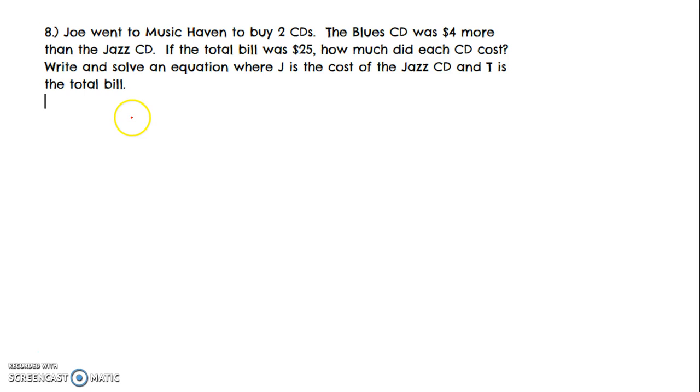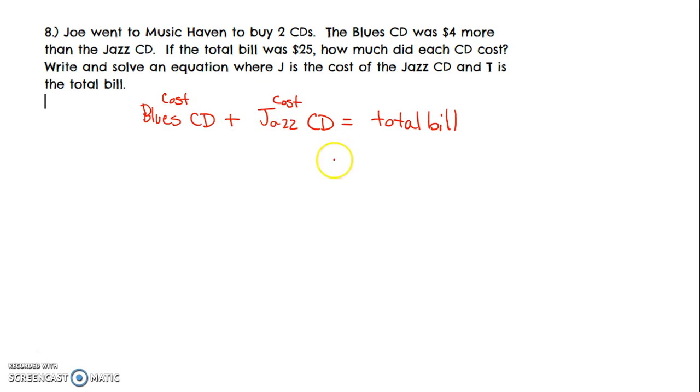Okay, so we know if we take the cost of the blues CD plus the cost of the jazz CD, we'll get our total bill. Right? You take the cost of the first CD you buy, the cost of the second CD you buy, and you'll come up with your total bill. So now we want to use the variables they tell us. Write and solve an equation where J is the cost of the jazz CD.